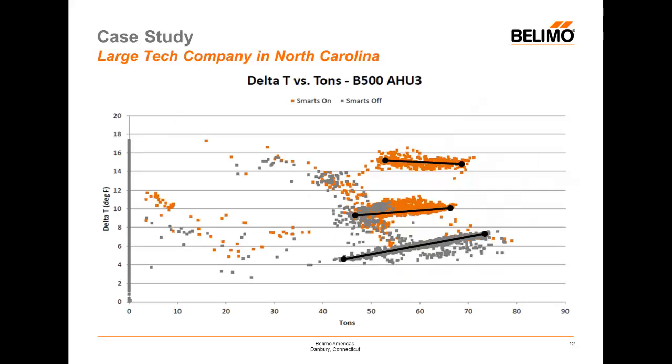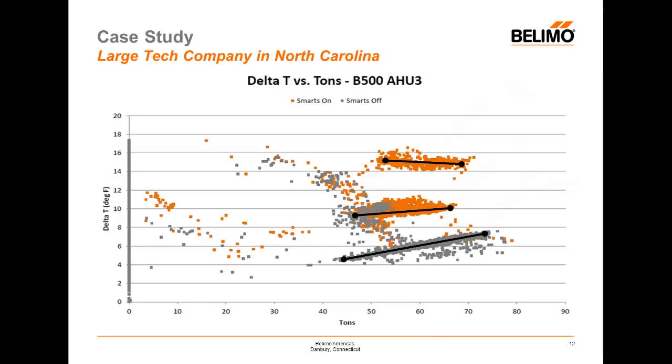Let's take a look at one last case study. It comes to us from a large technical company in North Carolina. We have been asked not to use their name for marketing purposes, but they have been willing to share their data. What you're looking at here is a graph where we are plotting tons of cooling across the x-axis and the corresponding delta T on the y-axis. The three separate clouds of information represent three different control modes.